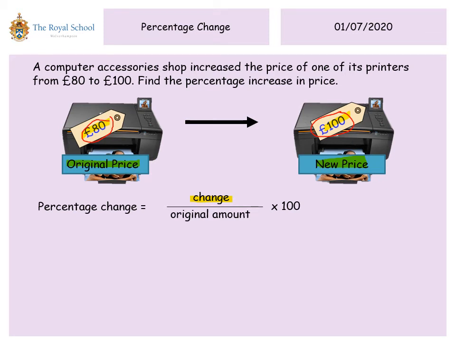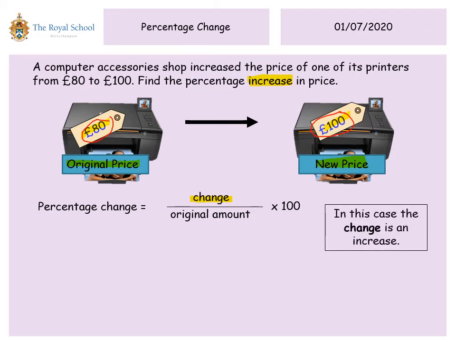But it tells us in this question here that we've got an increase, so we can run with that. But we should also be able to spot that because the original price is lower than the new price, there's been an increase that's occurred there. So the change here is going to be our increase divided by the original amount times by 100.